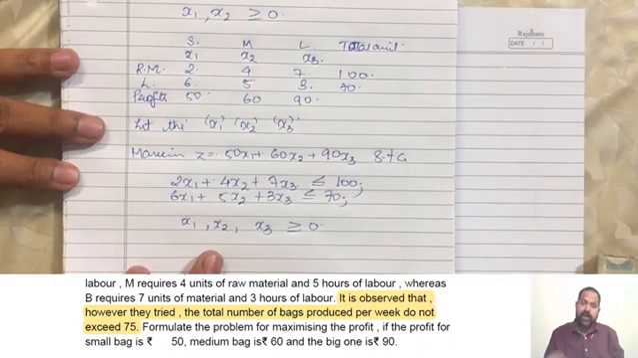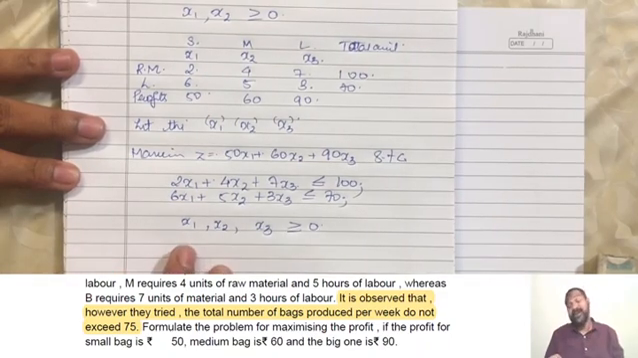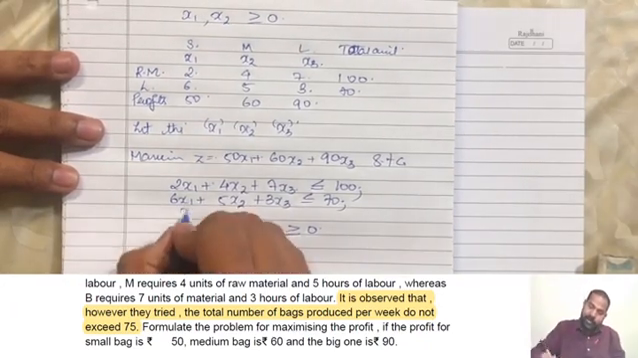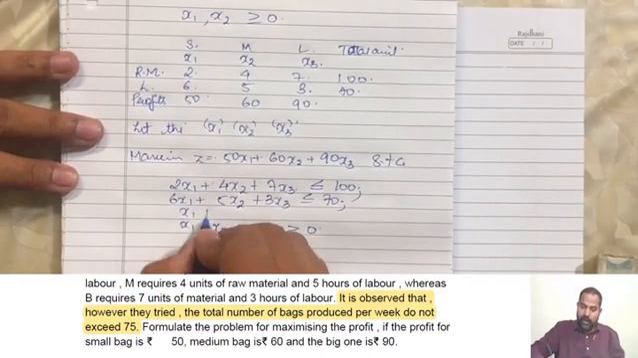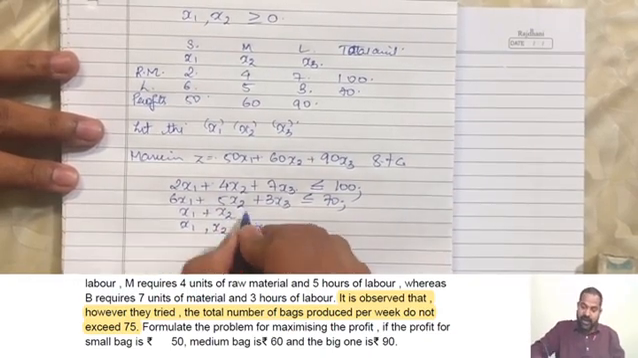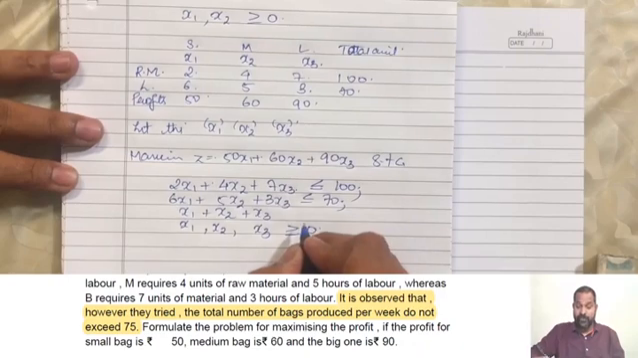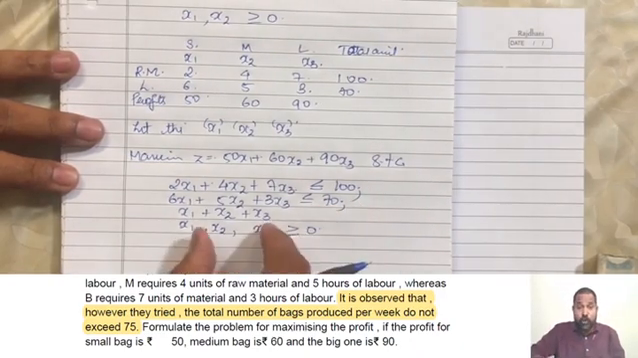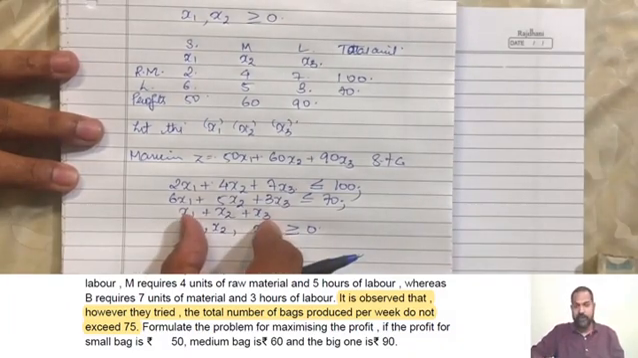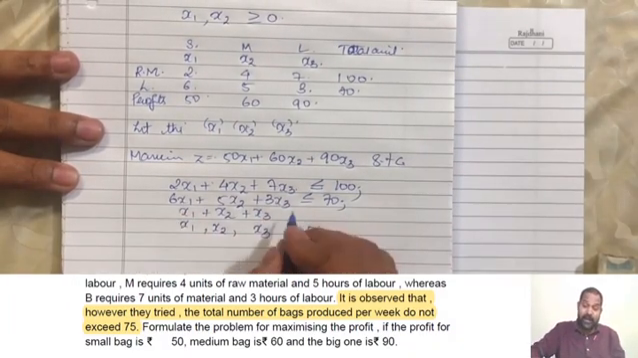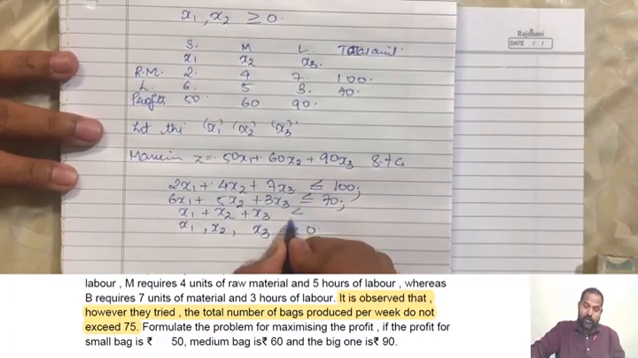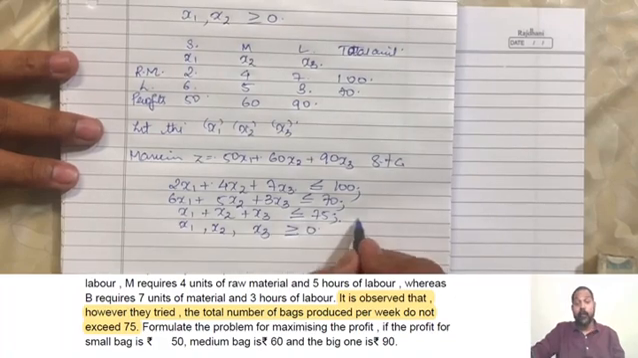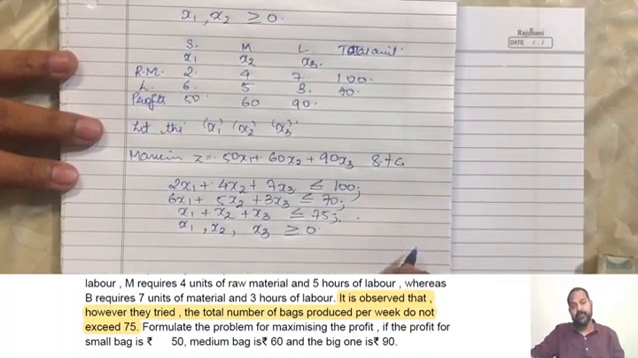What are you saying? That the total number of bags produced will never cross 75. Okay, how many am I making? Well, I am making x1 small, x2 medium, x3 large. This total never crosses 75, which means it can be less than or equal to 75. And this is the total number of units produced constraint.